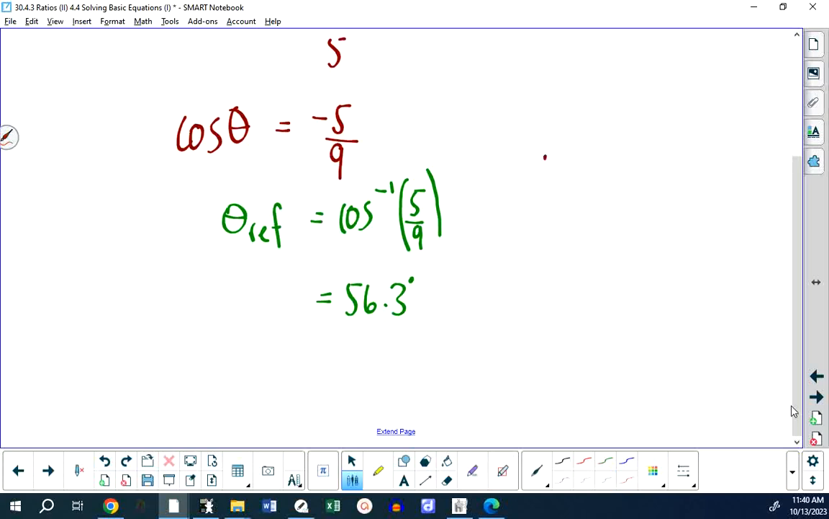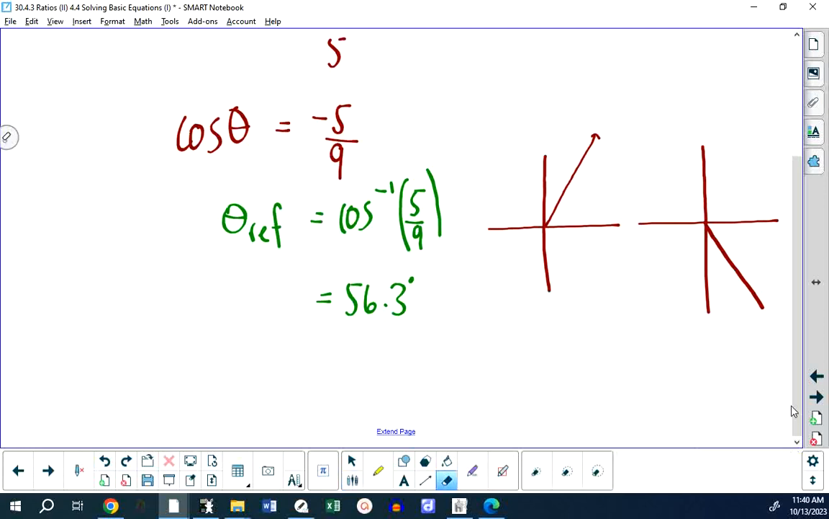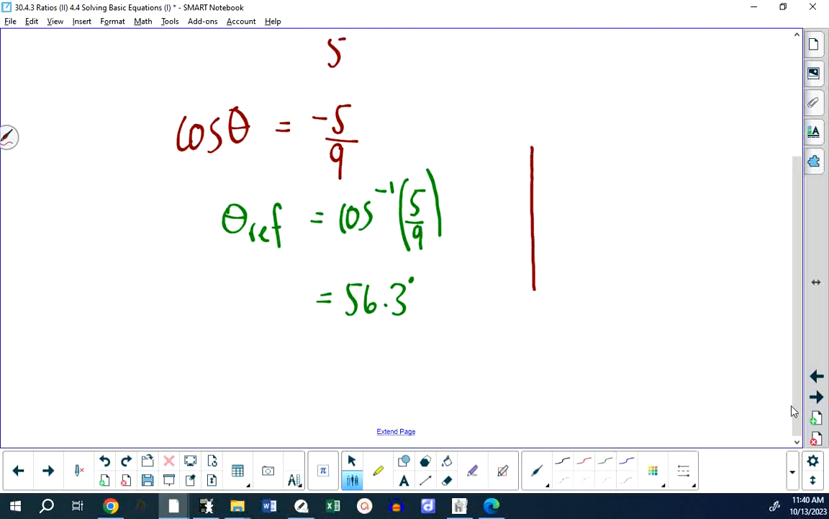We would want to sketch 56.3 in quadrant 1 and in quadrant 4. Nope. We would want to sketch that reference angle in quadrant 2 and quadrant 3. I made a mistake here. Let me explain it to you.